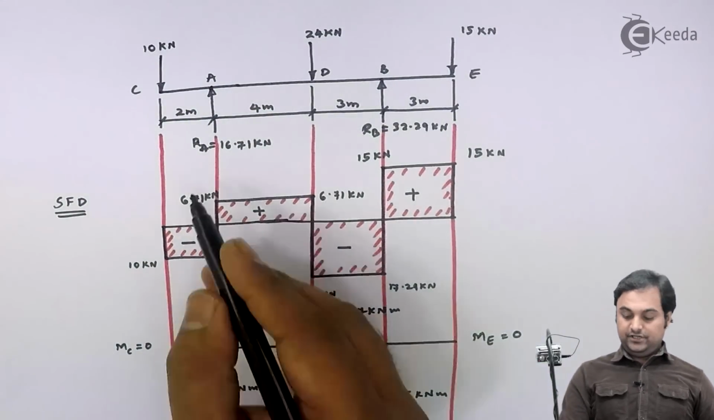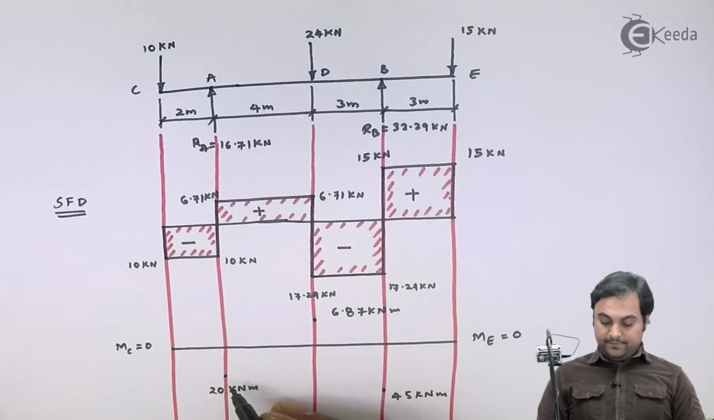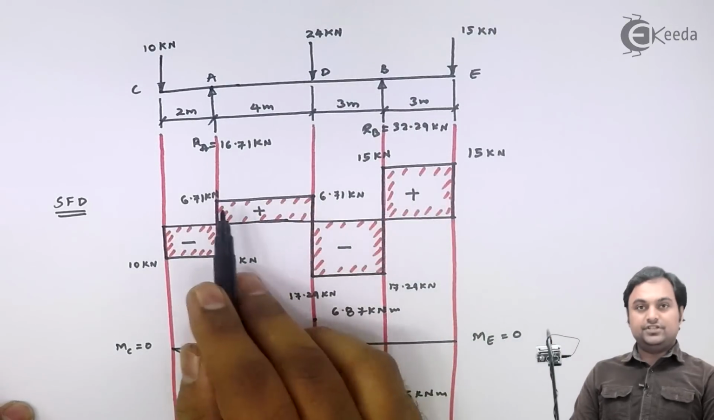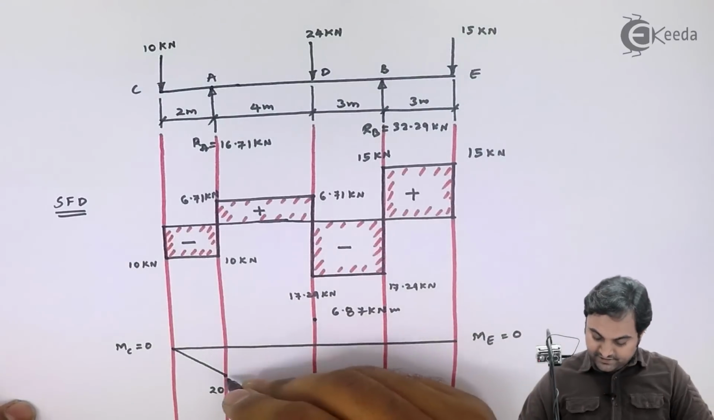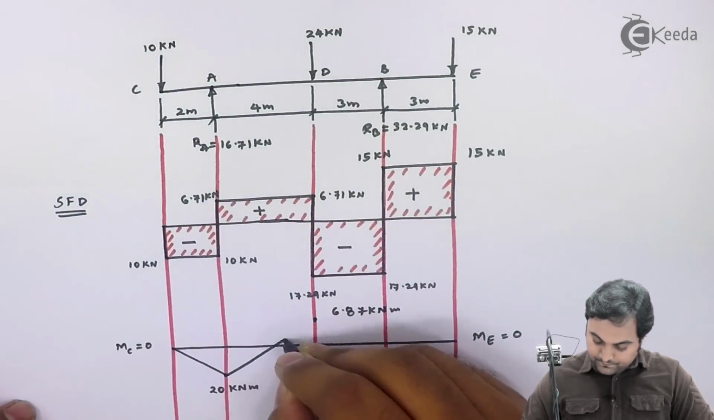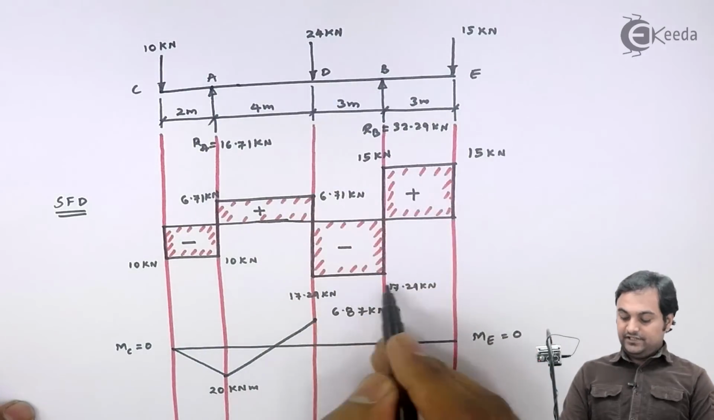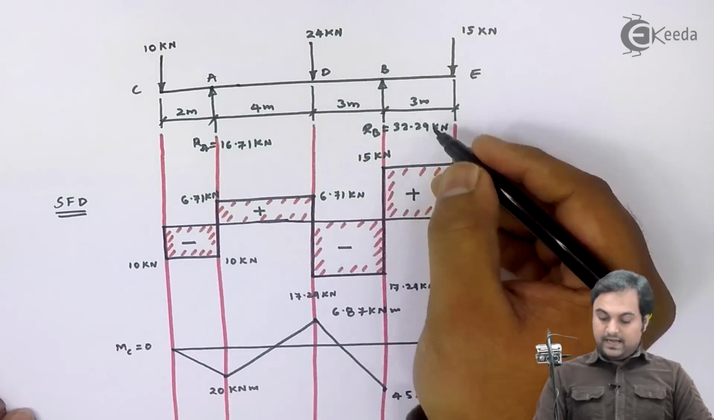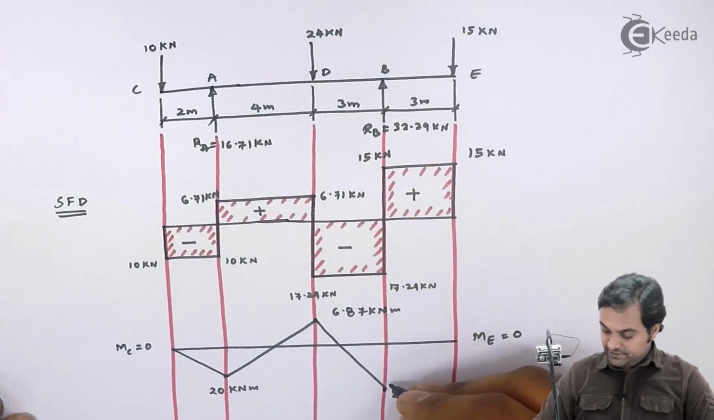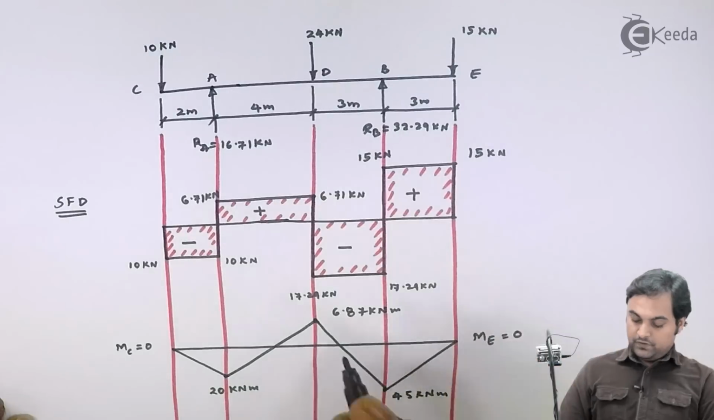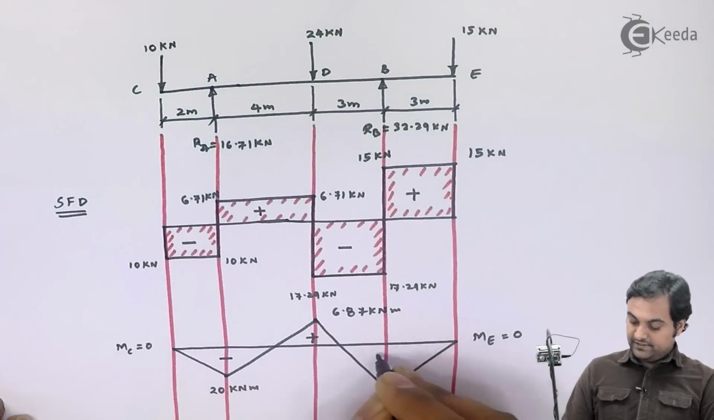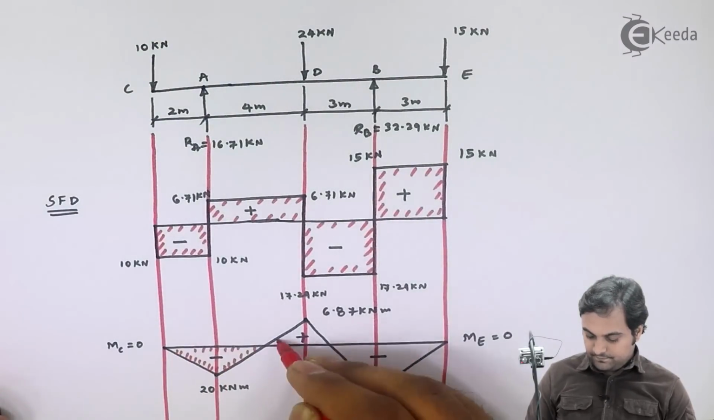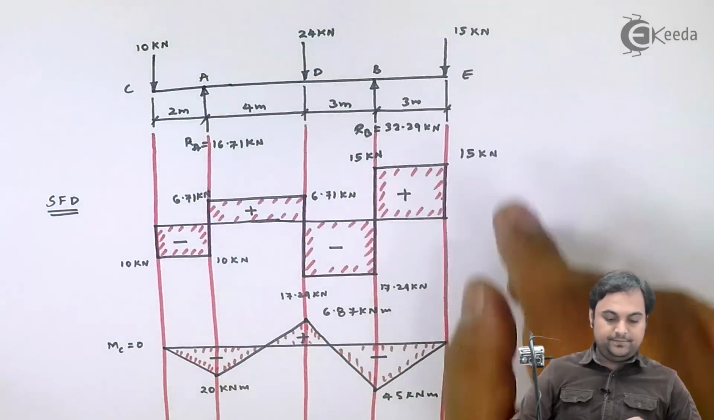Wherever we are getting shear force as a straight constant line, bending moment is an inclined line. Between A to D, shear force was a straight line, so bending moment is an inclined line. Between D to B, it is again straight line, so bending moment is inclined. And between B to E, it is straight line, so bending moment is inclined. Positive and negative. Here we have completed the bending moment diagram. This is the BMD.